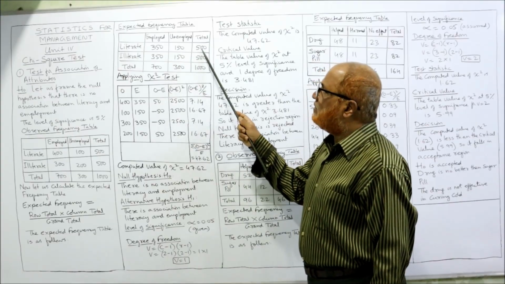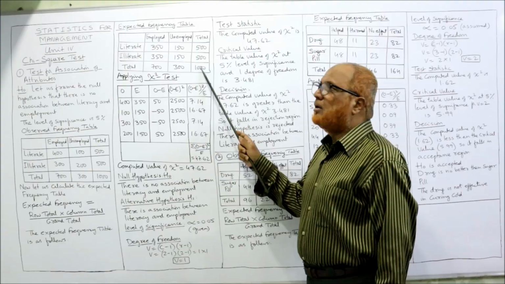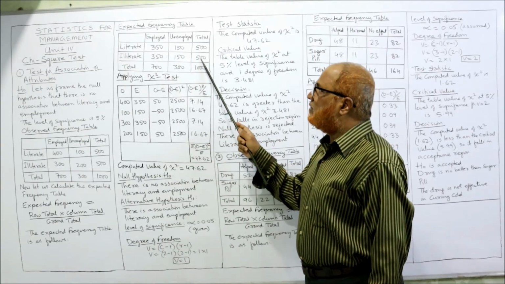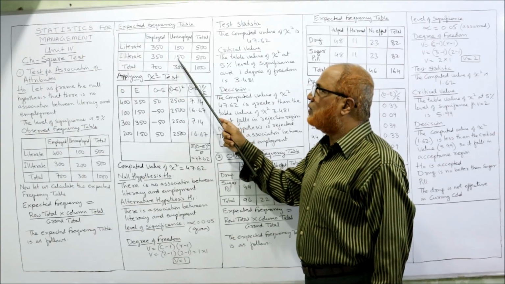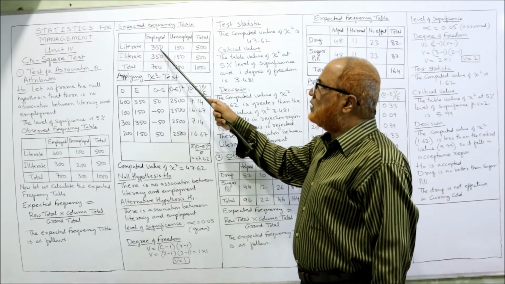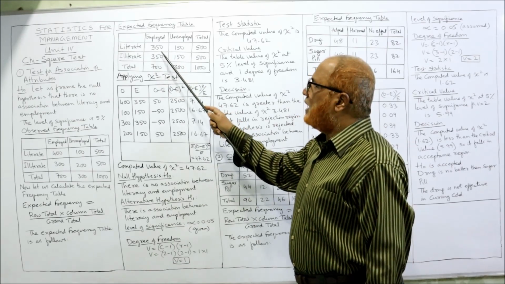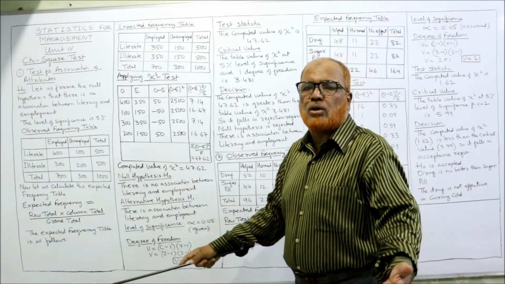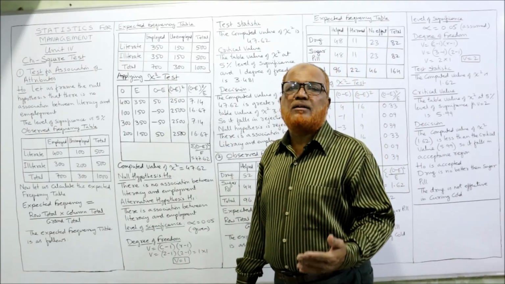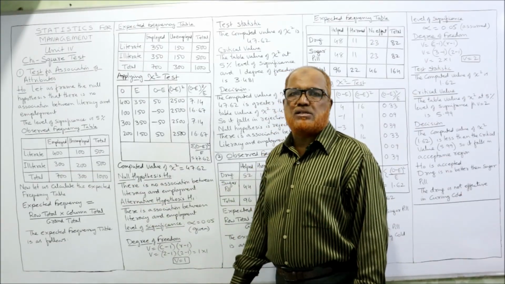Here row total is 500. 500 into 300 divided by 1000, you will get 150. Similarly 500 into 300 divided by 1000, you will get 150. Now you take the total: 350 plus 350 is 700, 150 plus 150 is 300. And here 350 plus 150 is 500, 350 plus 150 is 500. That's all. We have calculated the expected frequencies with the help of observed frequencies.